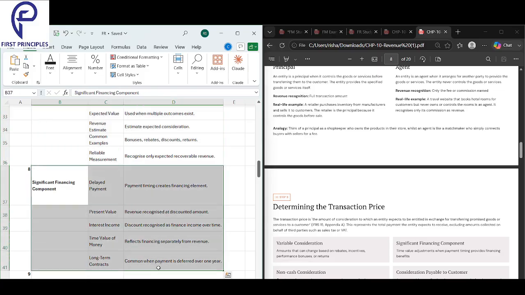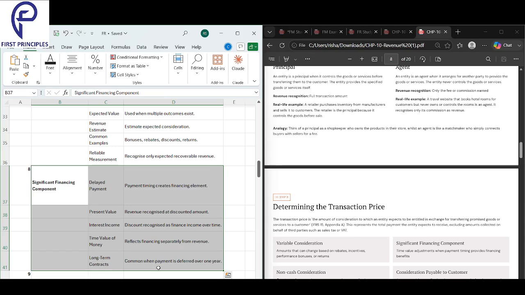A significant financing component: when there's a time gap between the transaction date and the settlement date, there's a significant financing component. It only happens when there's a delayed payment. So what you should do, first of all, take the present value and recognize the revenue at the discounted amount. Second, interest income: the discount should be recognized as interest income.